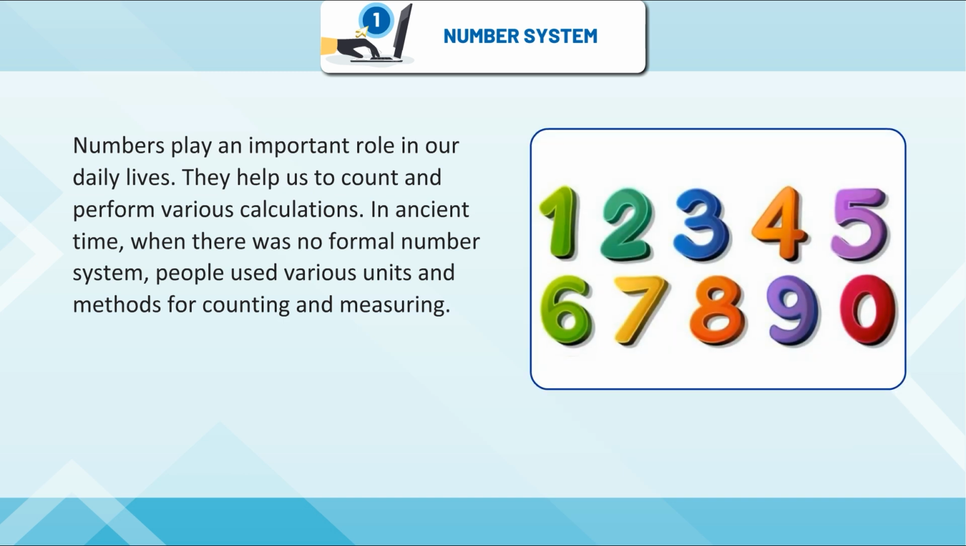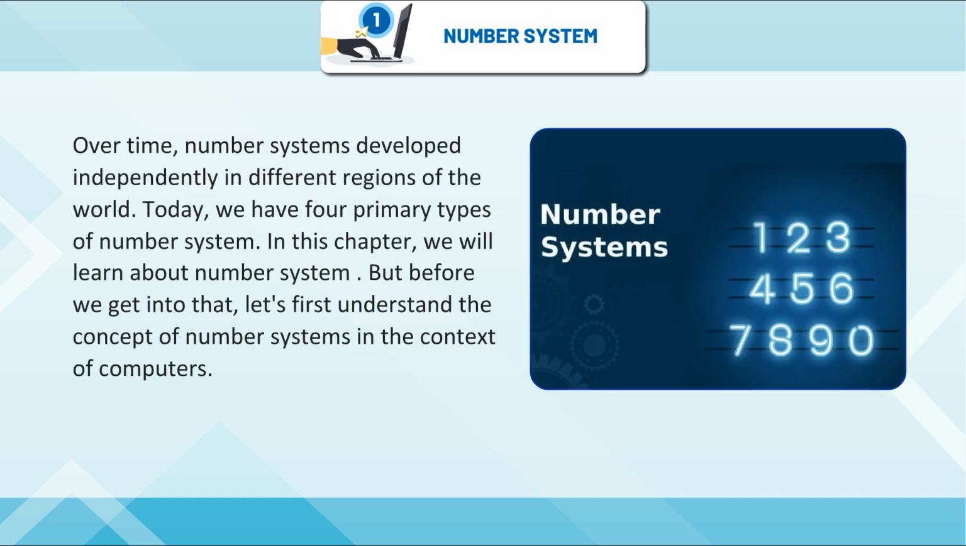Numbers play an important role in our daily lives. They help us to count and perform various calculations. In ancient time, when there was no formal number system, people used various units and methods for counting and measuring. Over time, number systems developed independently in different regions of the world. Today, we have 4 primary types of number system. In this chapter, we will learn about number system.